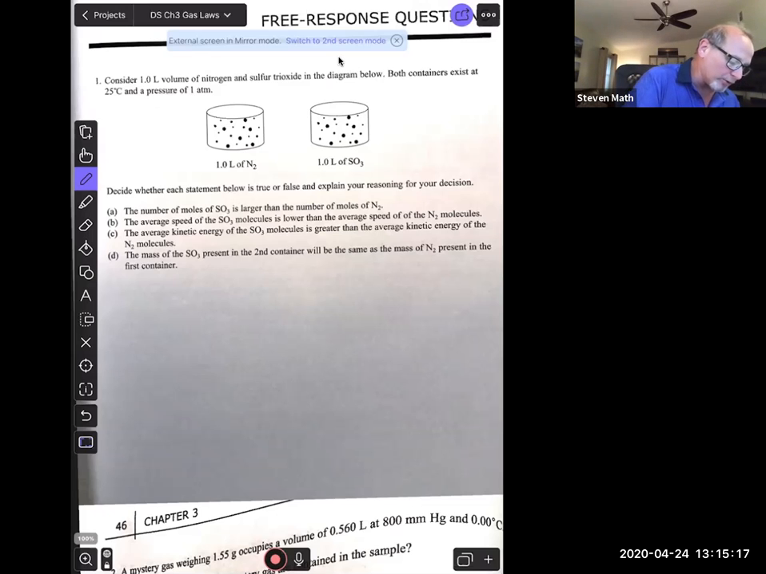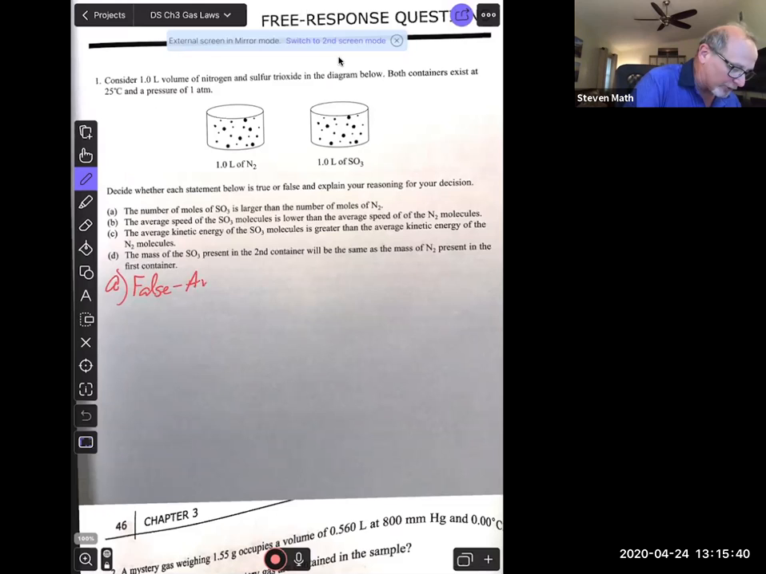So A: the number of moles of SO3 is larger than the number of moles of NO. And remember, we need to explain our answer to these. So what my explanation would be is, to A, I would say, first off, this is a false statement. Why is this a false statement?